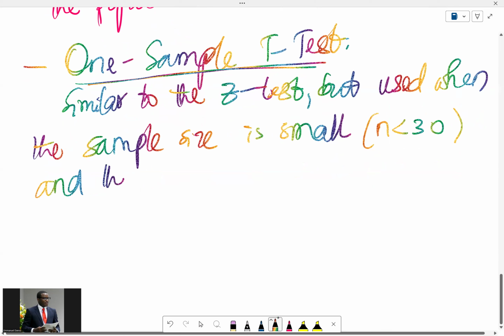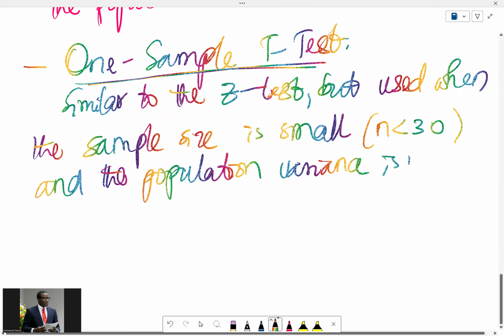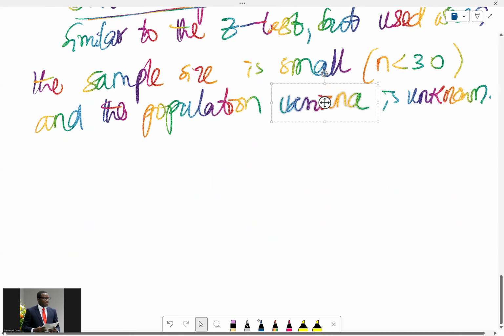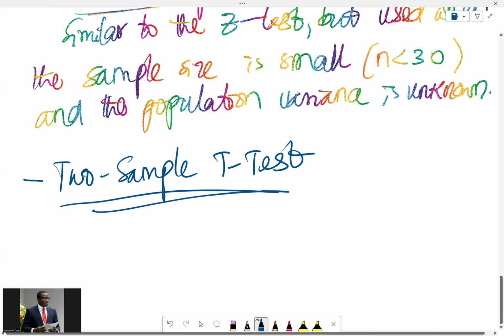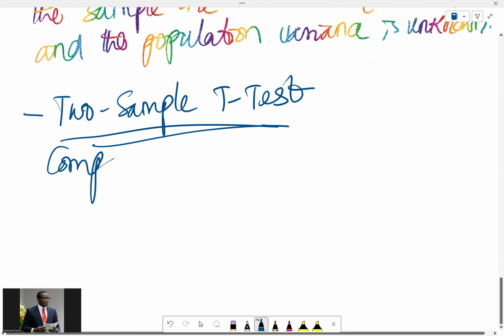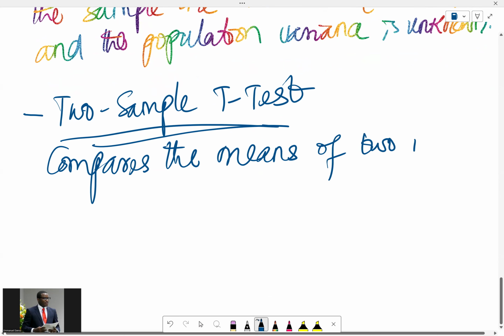And of course, if you don't know the population variance, that is, the population variance is unknown. Okay. So that's another test. Then we go for another test still under parametric, which is the two sample t-test. The two sample t-test compares the means of two independent samples. So if you have two independent samples, then you can use a two sample t-test. Independent samples means the samples don't have anything in common, so to speak.